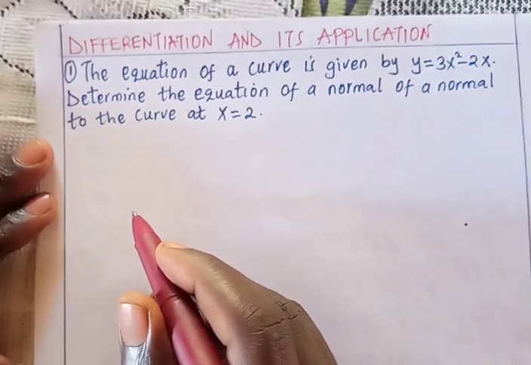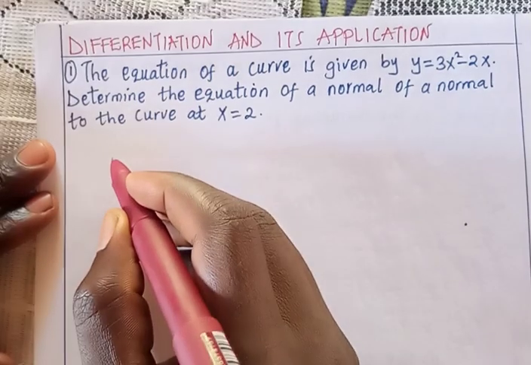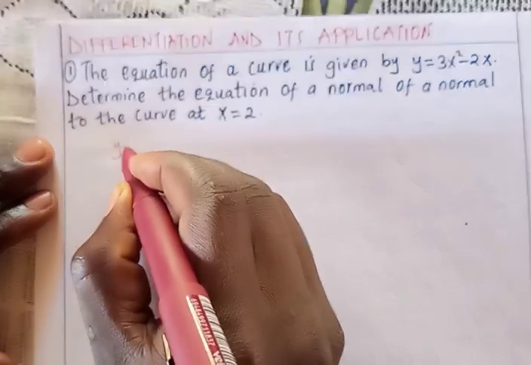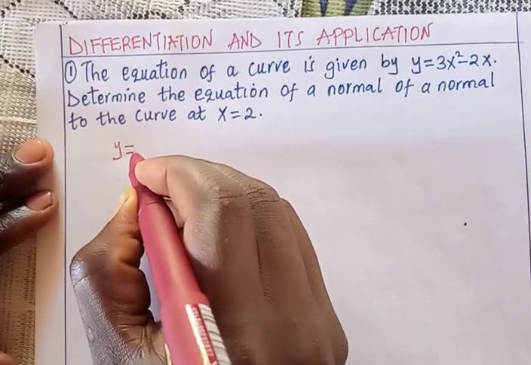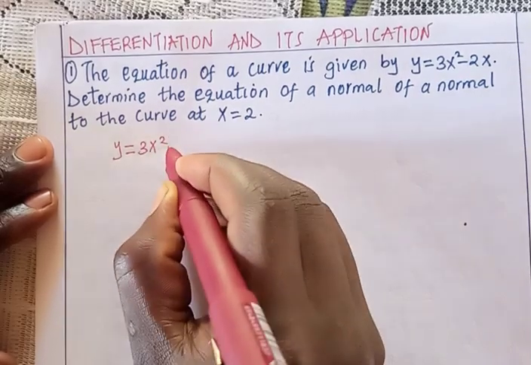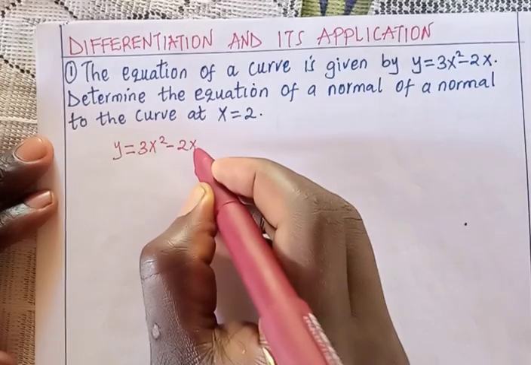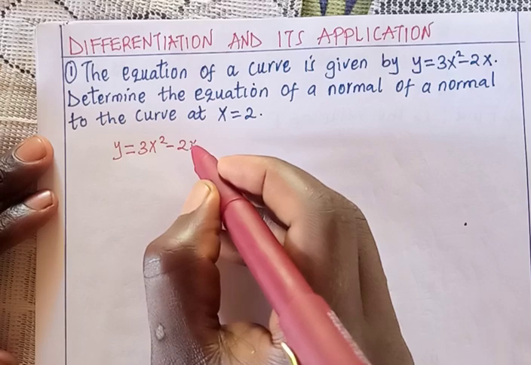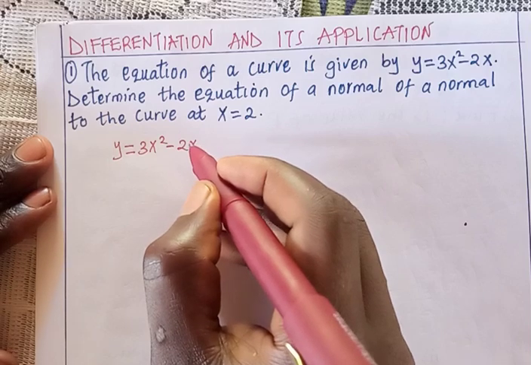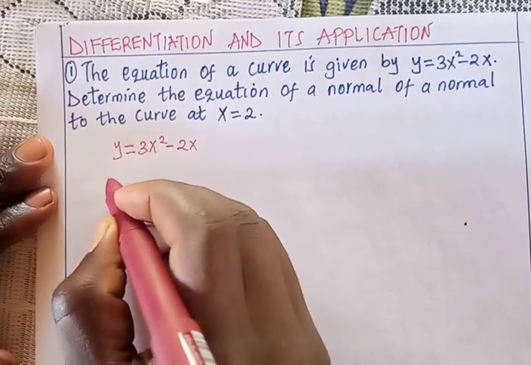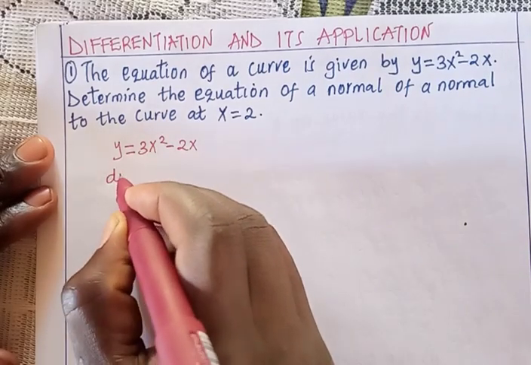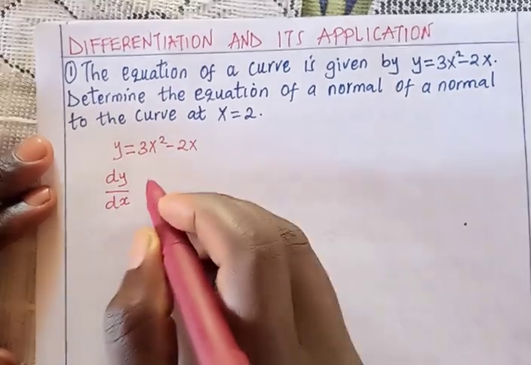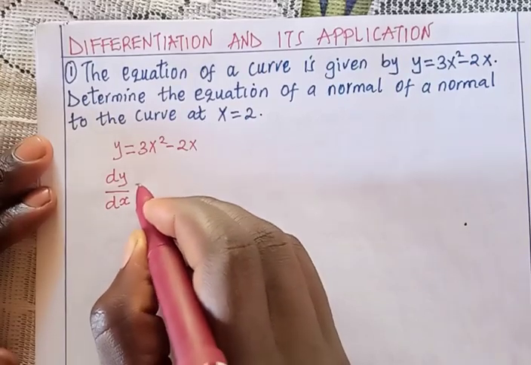Now, the first thing we are going to do, we have to write our equation down: y is equal to 3x squared minus 2x. So we want to first of all work out the gradient. And how do we find the gradient? The gradient is given by dy over dx, change in y over change in x. That one will give us the gradient.